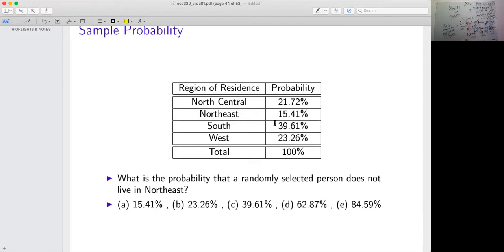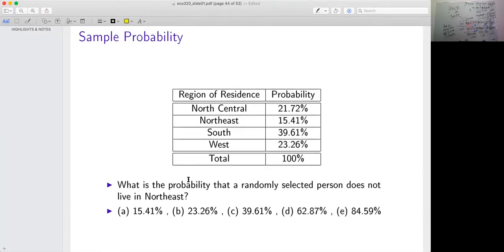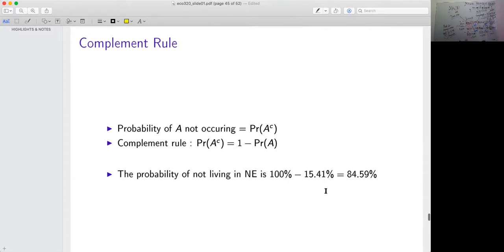This is easy, and you can use several methods. Before I reveal the answer, pause this video. What is the probability that a randomly selected person does not live in the Northeast? That is a complement, right? So you can either get 1 minus 0.1541, or you can just add the other three probabilities: people living in North Central plus people living in South plus people living in West. Or 1 minus this, because the summation is always 100%. So using the complement rule, you can get it, or you can just add all three.